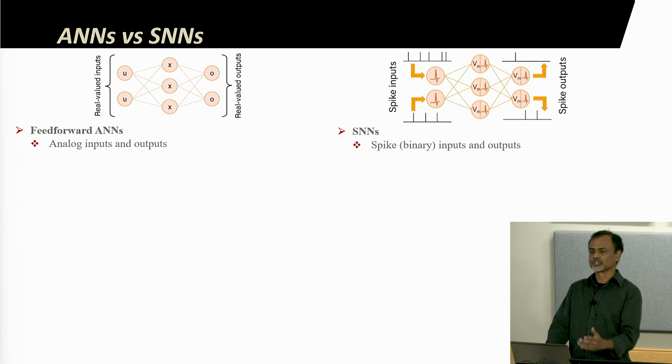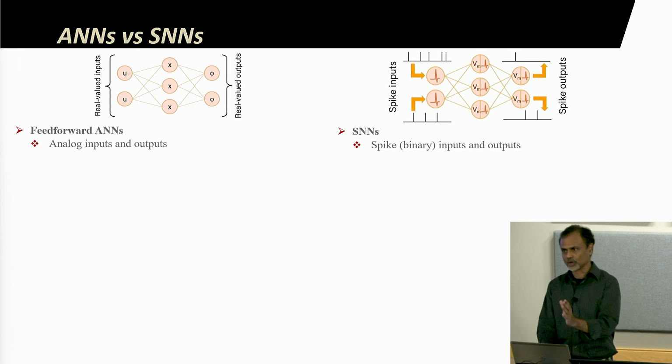Now, the difference between the two, as you can also see, is that the timing between the spikes is going to play an important role in the case of spiking neural networks, whereas such spiking in the case of an ANN does not exist.